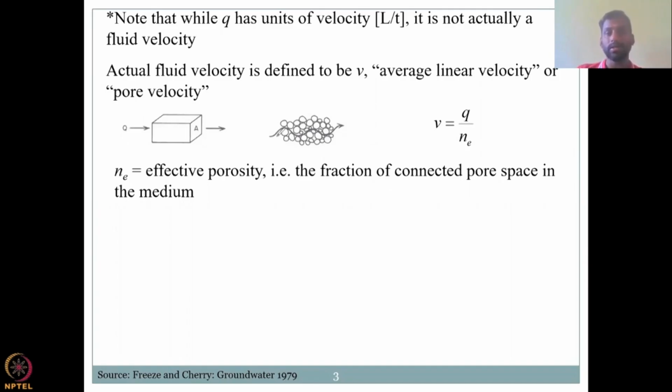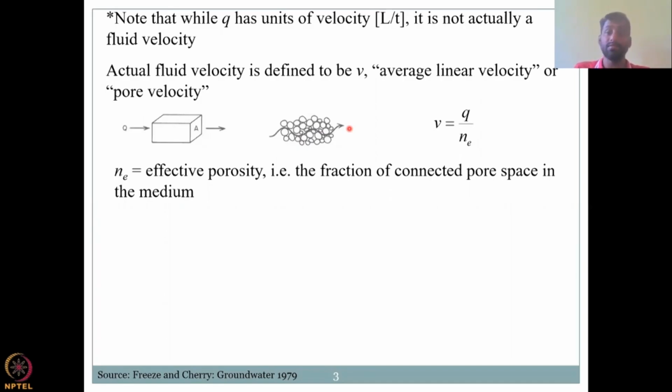So the water particles would go through the path where it is least resistant, and it need not be a straight line. So it is not a linear velocity, but average linear velocity. You can average it out, take out the noises, or it is the pore velocity, because it depends on the pore space, the space in between the material. It is called pore velocity.